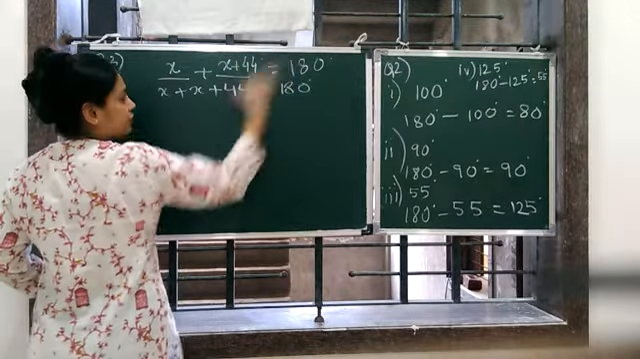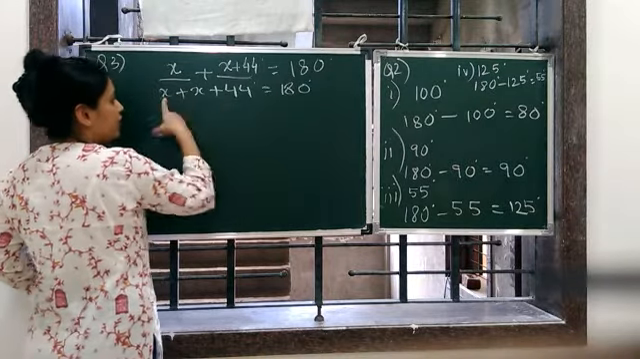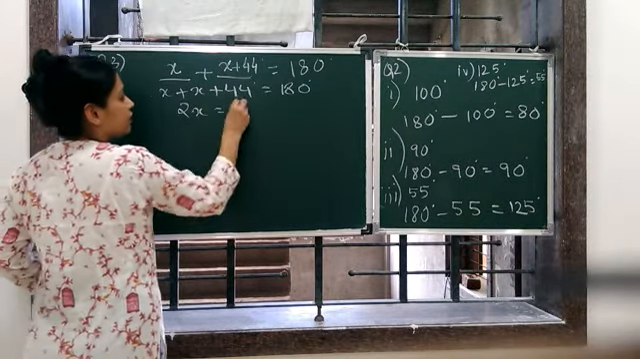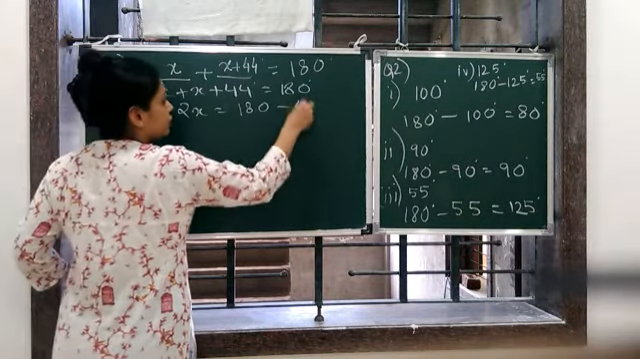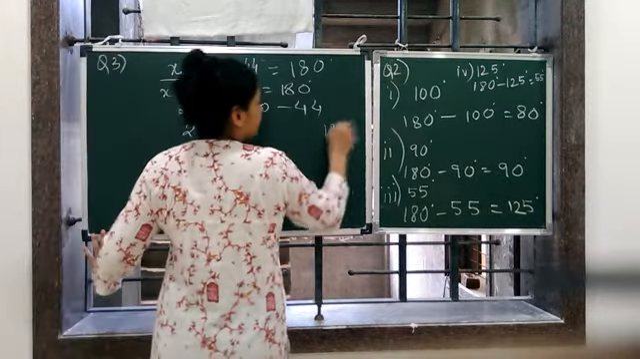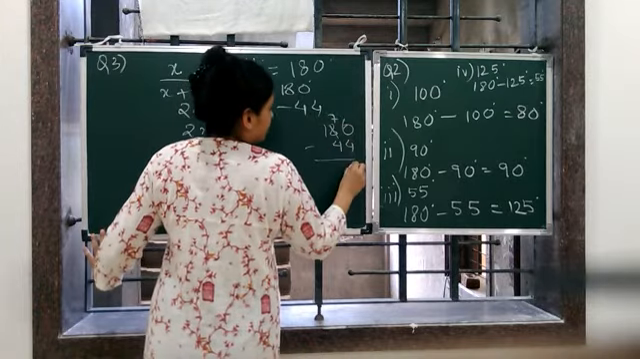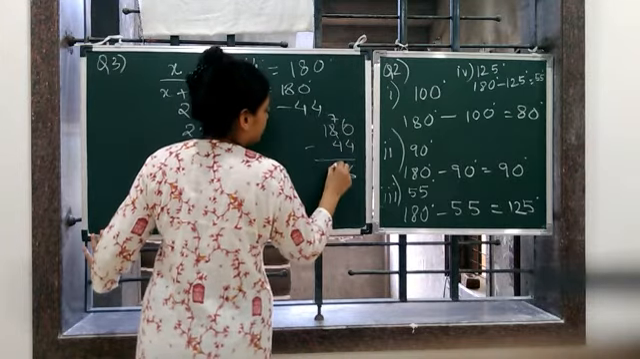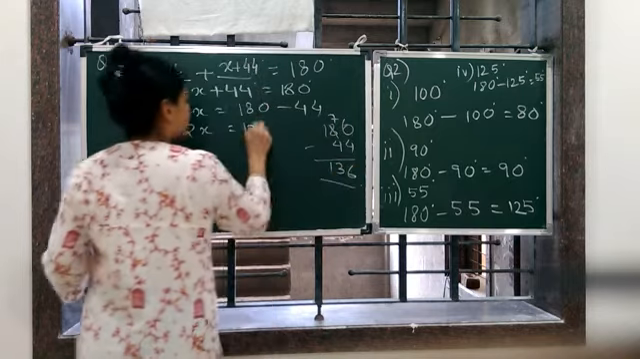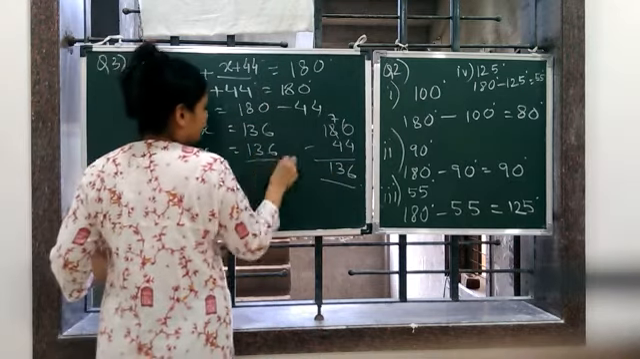So this becomes 2x. This 44 will be shifted this side, so it is positive, it becomes negative. So 180 minus 44 is 136. So this 2 will be shifted here, it will be transposed.